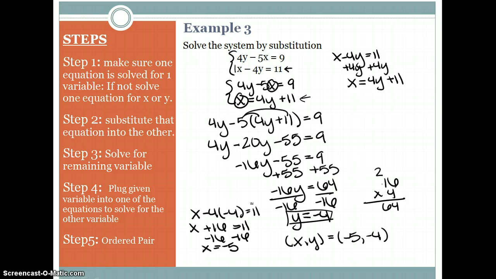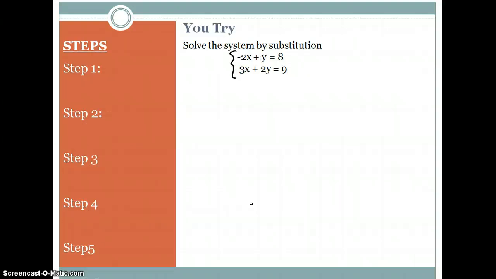I know it's a lot of steps. This is going to be a little bit difficult, but try to follow through with each of the different steps one by one and make sure that you complete everything that you can. For your U-Try, you have negative 2x plus y is equal to 8, and 3x plus 2y is equal to negative 9. I suggest writing the steps out as you go in hopes of helping you remember what the 5 steps are. And that is the end of the third video.